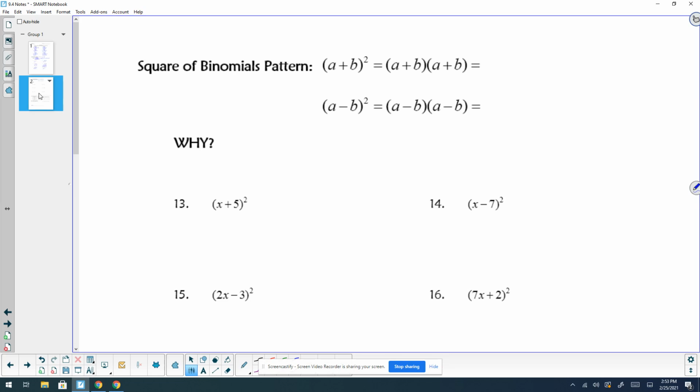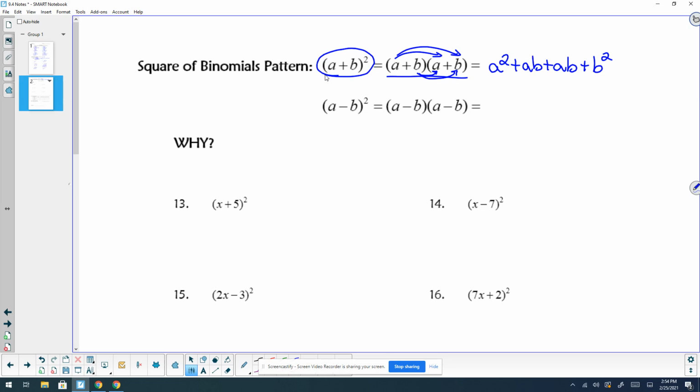So on to the square of binomial patterns. What this means is they're going to give you a plus b squared. What it really is to us is a plus b times a plus b. If we were to use double distribution, we would end up with a squared plus ab plus ab plus b squared. Now, if I know that that's the case every single time, I'm going to end up with the first term squared. My two middle terms are going to be my first and second terms multiplied by each other. And then my last part is going to be my second term squared.